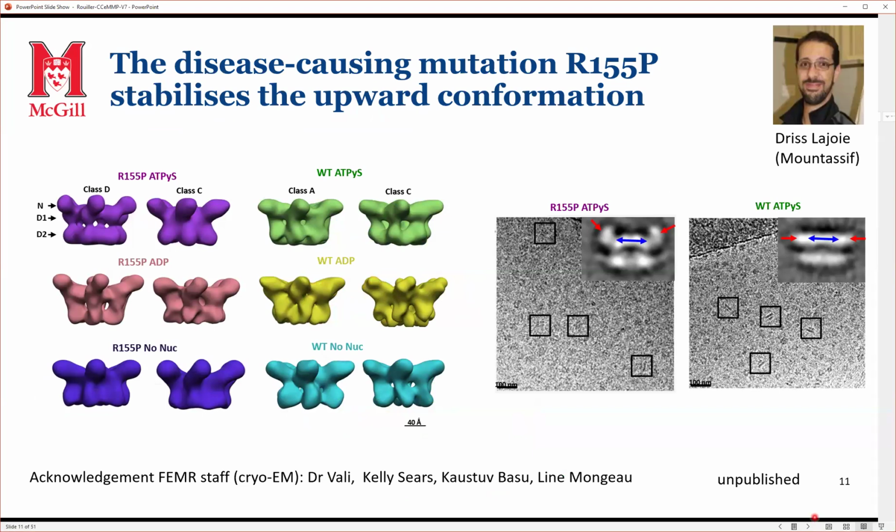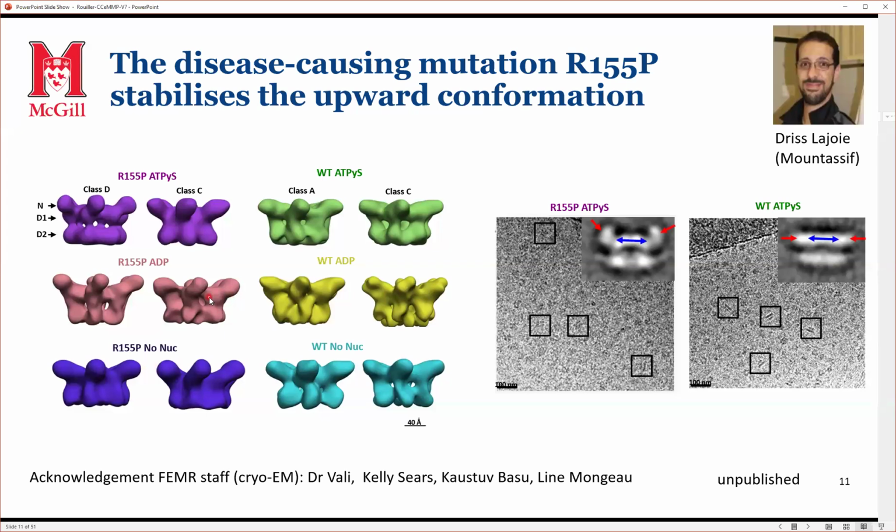Then Dries collected a large set of data, again on the CCD at the time, where he looked at the mutant protein and the wild-type protein in different nucleotide conditions. So ATP gamma S to mimic the ATP state, ADP, and the absence of nucleotide.